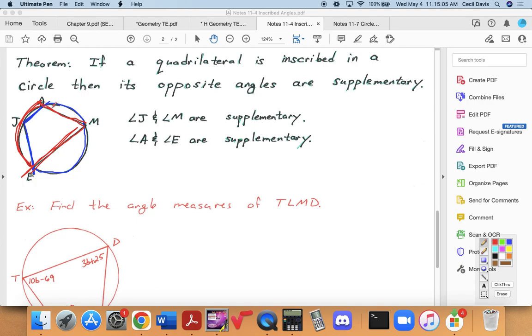What do you know about that red arc and that blue arc? They add up to 360. And each angle is half of its arc when it's an inscribed angle. So together, they're going to add up to half of 360, which is 180. That makes them supplementary.